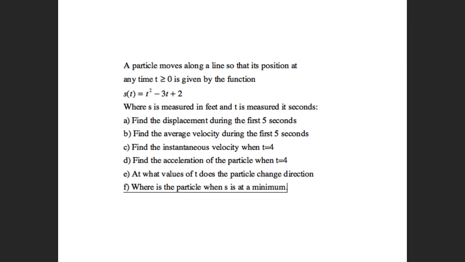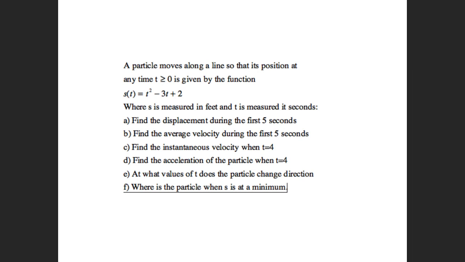Okay. Here's where this is all going. This one problem. This is off an AP exam. I think it's a wonderful problem. It says a particle moves along a line so that its position at any time t greater than 0 is given by the function s of t is equal to t squared minus 3t plus 2, where s is measured in feet and t is measured in seconds.